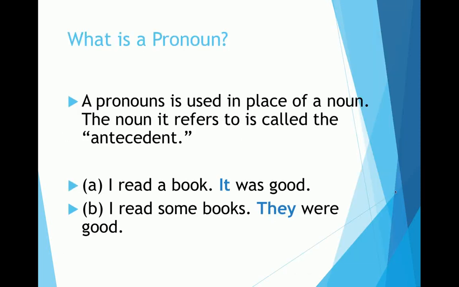What is a pronoun? A pronoun is used in place of a noun. The noun it refers to is called the antecedent. For example, I read a book. It was good. It refers to a book, so book would be my antecedent. I read some books. They were good. They refers to books. Books is my antecedent.